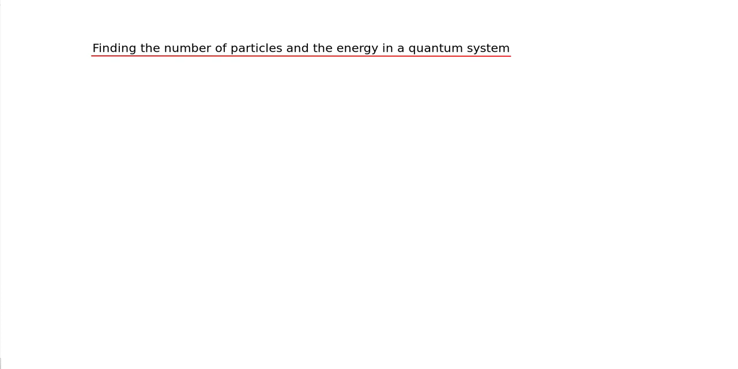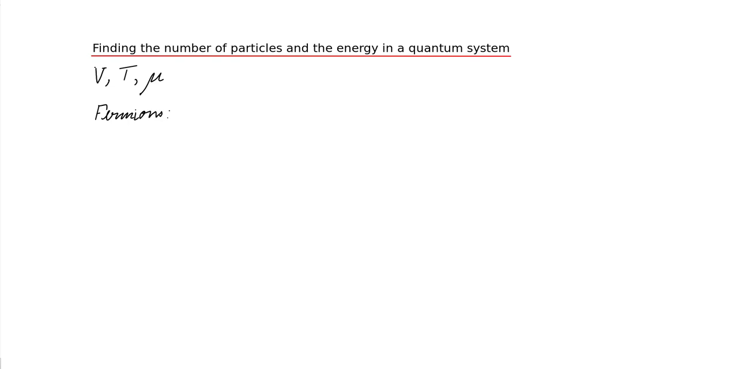Suppose we have a system in the grand canonical ensemble, which means that it's characterized by the volume V, by the temperature T, and by a chemical potential, which is mu. And what we want to find is the number of particles in the system, and we want to find the energy. In particular, we want to find the expectation values of those quantities.